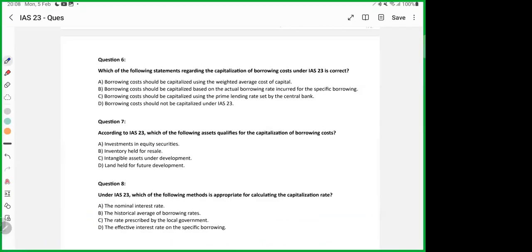Question number six. Which of the following statements regarding the capitalization of borrowing costs under IAS 23 is correct? What about the answer D? No, this is incorrect. What about C? Should be capitalized, usually prime. No, incorrect. What about answer B? Borrowing cost should be capitalized based on the actual borrowing rate. Yes.